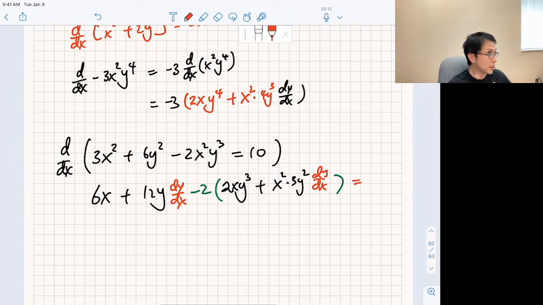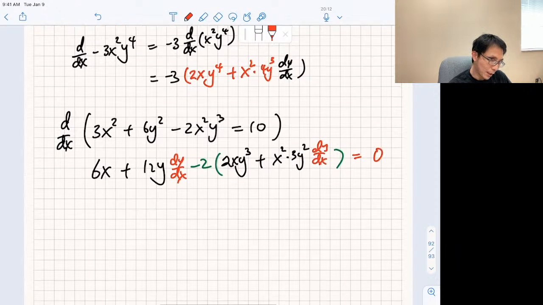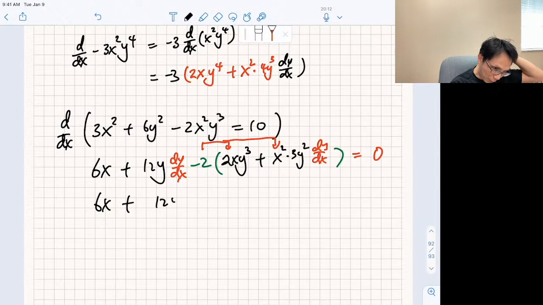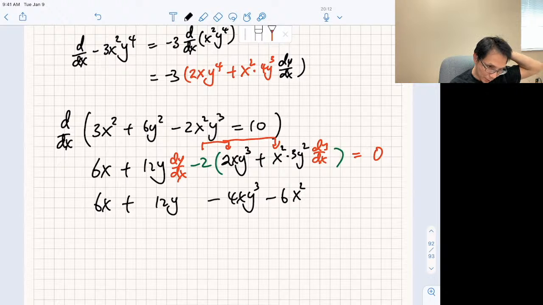It's equal to, what's the derivative of 10? 0. And all you've got to do is distribute this, and then 6x. Sorry, let me use black. So that's going to be 6x plus 12y dy/dx. Then minus 4x y to the 3rd, minus 6x squared, I think, negative 2 times 3, y squared dy/dx, equal to 0. I need to color code this.